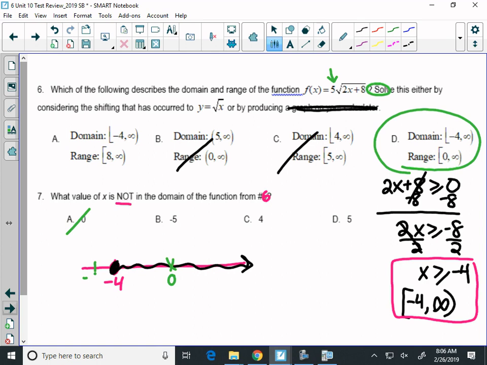Negative 5 is to the left. That's not in the domain, so that would be the one we circle. 4 is in the domain, and so is positive 5. So negative 5 is the value that is not greater than or equal to negative 4.